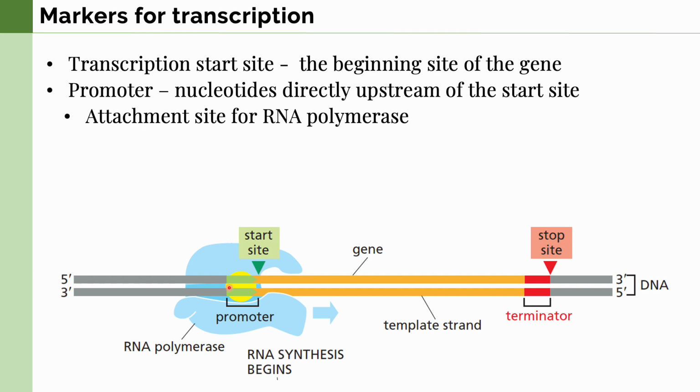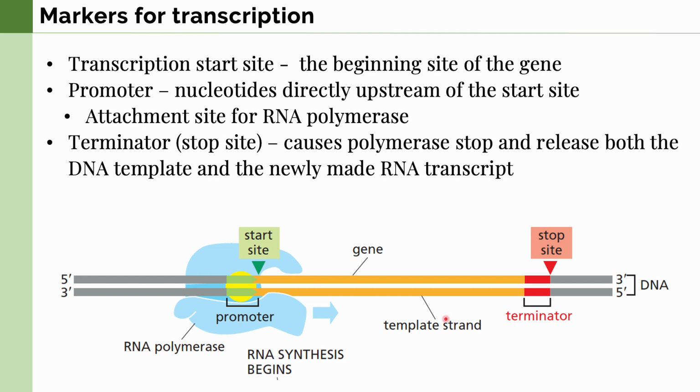Now, in order to stop the transcription, the DNA also has a terminator or a stop site, and upon reaching this area, it causes the RNA polymerase to stop and release both the template DNA and the newly made RNA transcript.